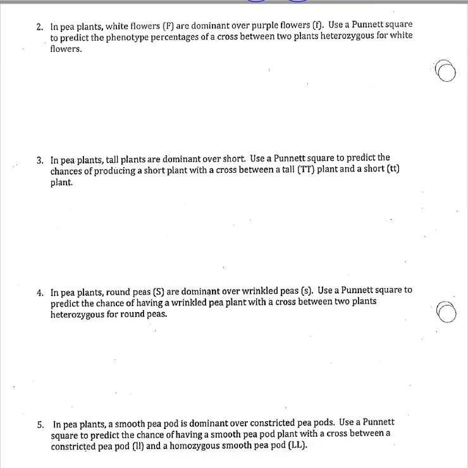Let's go on to problem number 2. In pea plants, white flowers, dominant F allele, are dominant over purple flowers, which is the lowercase f. So use a Punnett square to predict the phenotype percentages of the cross between 2 plants heterozygous. We need to know the heterozygous parents for white flowers. So again, let's define these. Even though they're described in the question, let's make sure we write out what the big F represents. And we know that big F is the trait for white, and the little f is for purple.